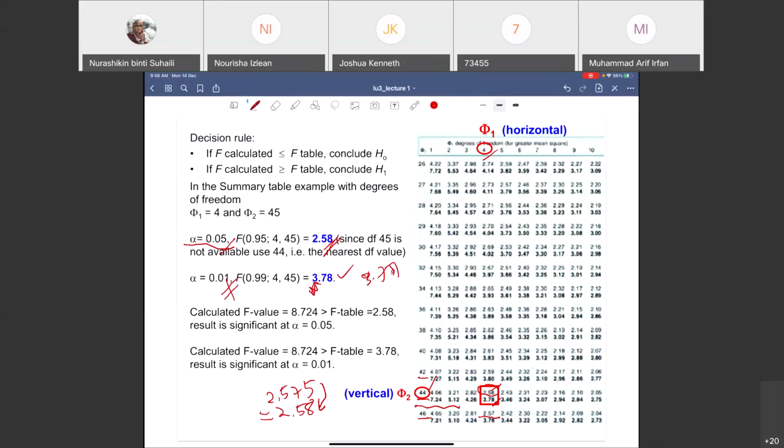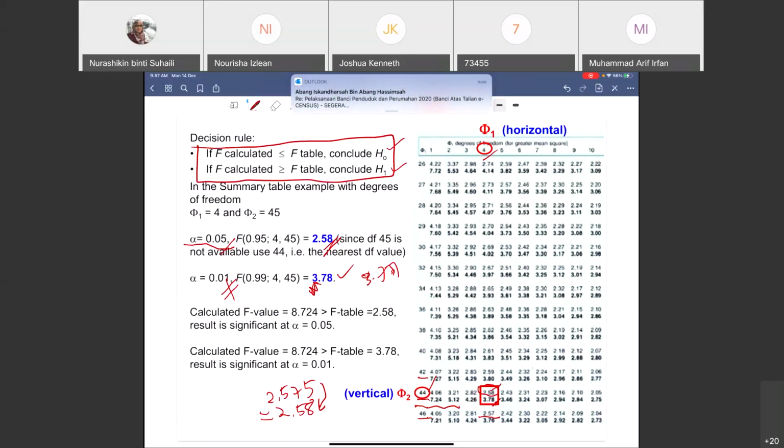This is the F table. What we're going to do is the same as any other test before: you compare the F calculated and the F table. This is the decision rule that you have to remember. If the F calculated is less than the F table, you conclude H naught, the null hypothesis. If it is greater, you conclude H1. You just have to remember one condition, and automatically you will know the other is the opposite.